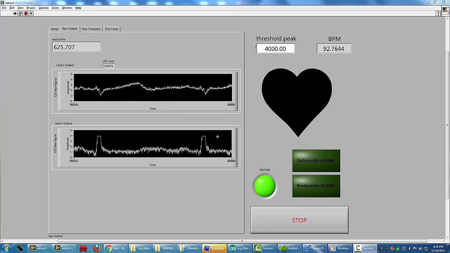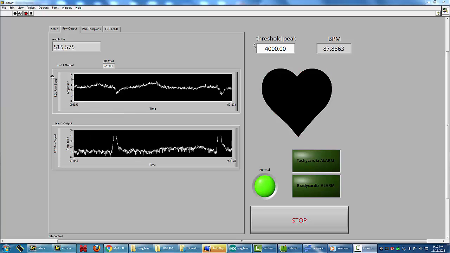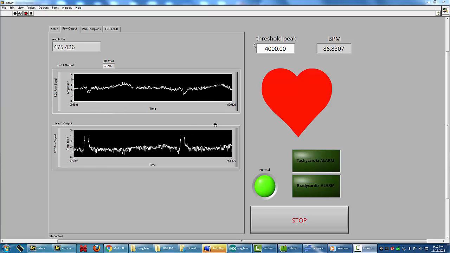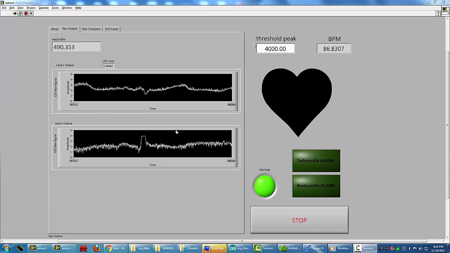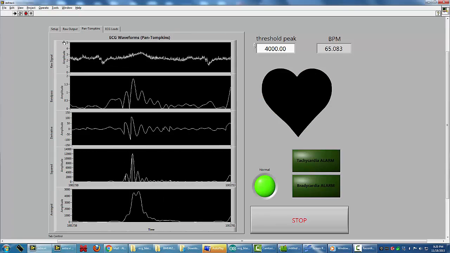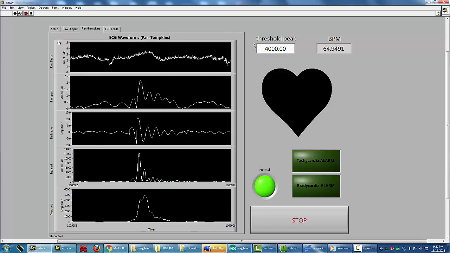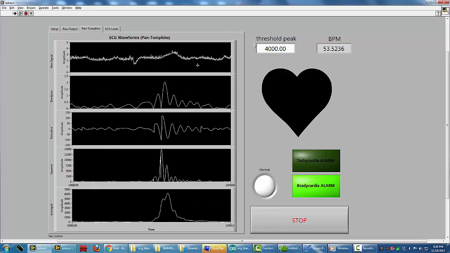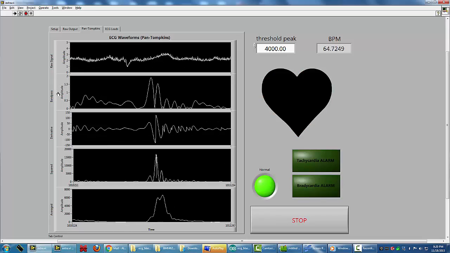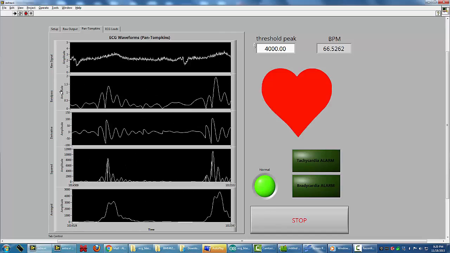Okay, so here we're showing the first stage of our output from the ECG. Right here we have lead 1 graph, and right here we have a lead 2 graph. So these are just the raw signals. In our Pan-Tompkins sub-VI, we have a few additional output graphs. Again, we just have the raw signal here. And then here is actually the output from the bandpass filter from the Pan-Tompkins sub-VI.